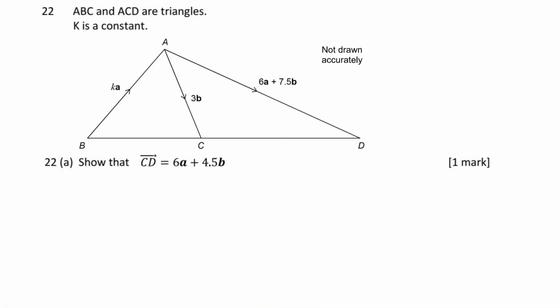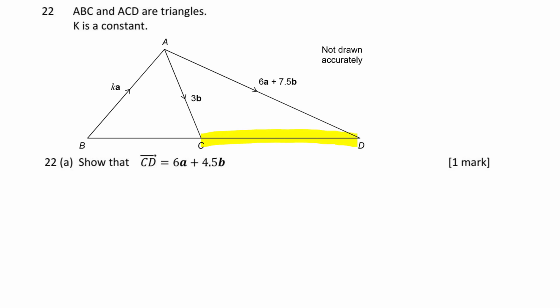Question 22. A, B, C and A, C, D are triangles and K is a constant. We've got a diagram here, and I can see I've got 3 vectors written on it. Part A says, show that the vector C to D is equal to 6 lots of vector A plus 4.5 lots of vector B. Okay, well, C to D is this line here, isn't it? We need to go from there to there.